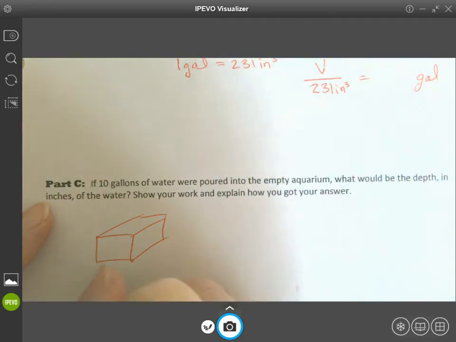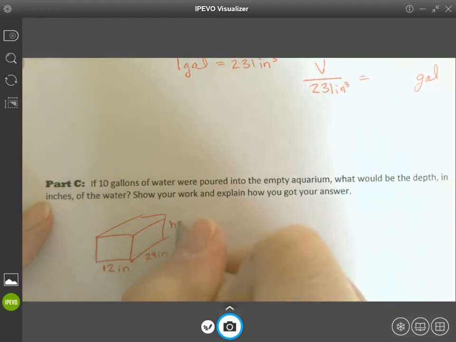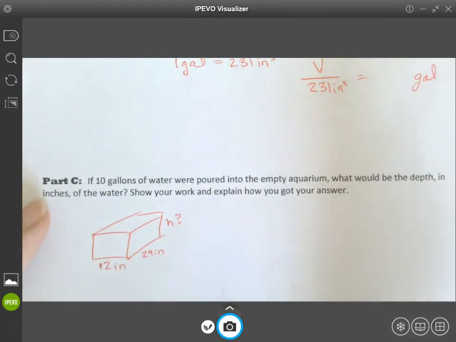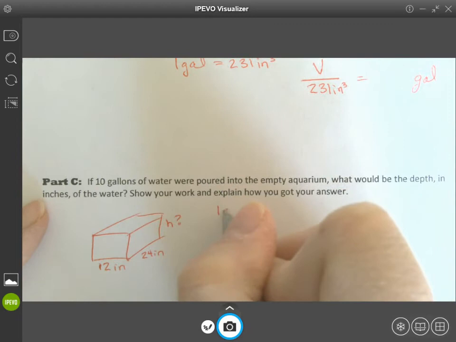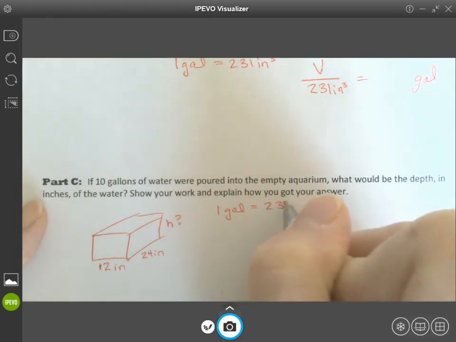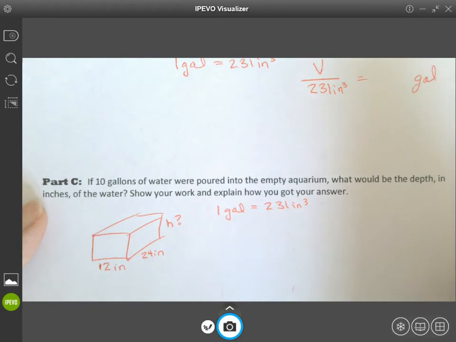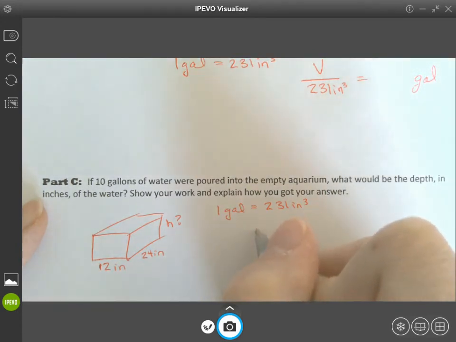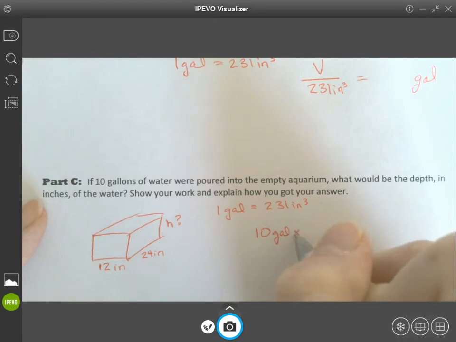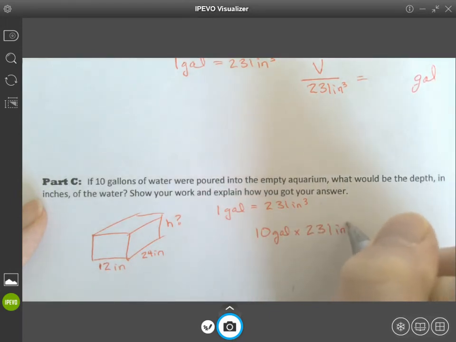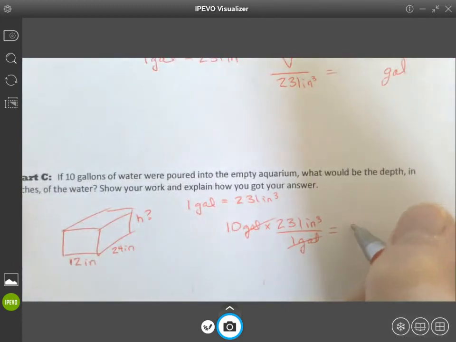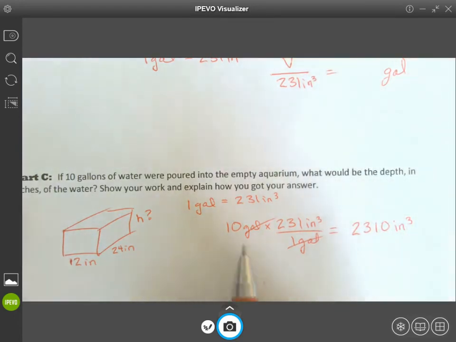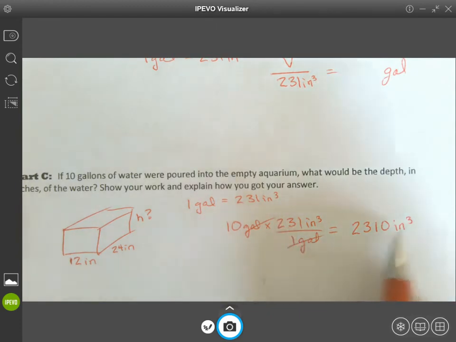So we know that it's going to be 12 inches by 24 inches, right? We are wondering what the height will be if we fill it with 10 gallons. Now, we do have to use this information. 1 gallon equals 231 inches cubed, right? How many gallons do we have? 10. So we're going to have 10 gallons times this 231 inches cubed per 1 gallon. So the idea is the gallons are going to cancel out. And wouldn't that be 2,310 inches cubed? So for every 1 gallon, we get 231 inches cubed. We have 10 of them.